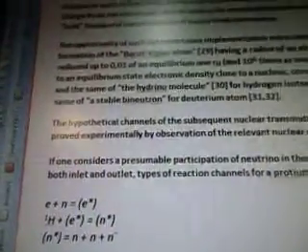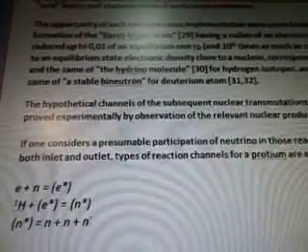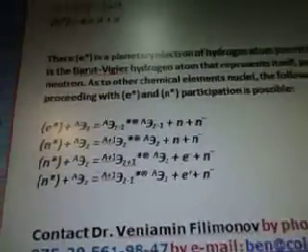stable neutron for deuterium atom. The hypothetical channels of the subsequent nuclear transmutations were proven experimentally by observation of the relevant nuclear products. And he gives another equation there for his work. And he goes on, shows some more equations showing how he arrived at his results.